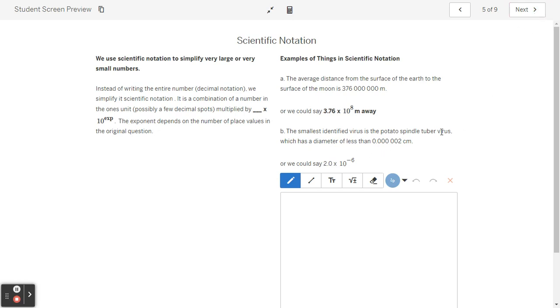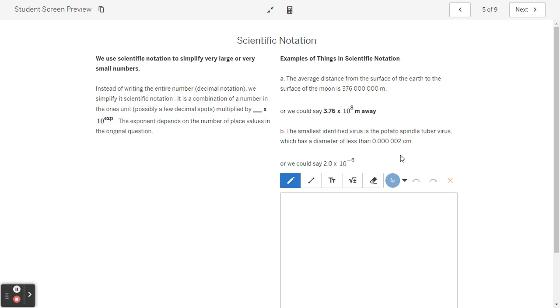Now, for a very large number, we're going to have a positive exponent. So in this case, I have 376 million meters. That's the distance from the Earth to the surface of the moon. I could rewrite this as 3.76 times 10 to the 8. On the other hand, I can also use this to write a very small number.